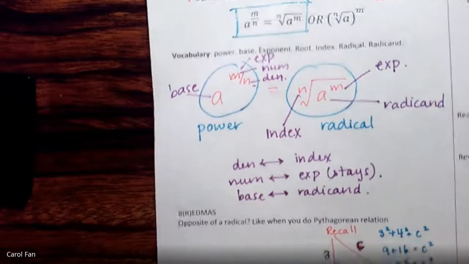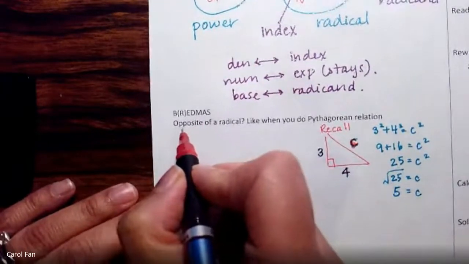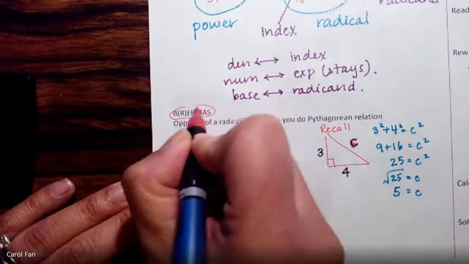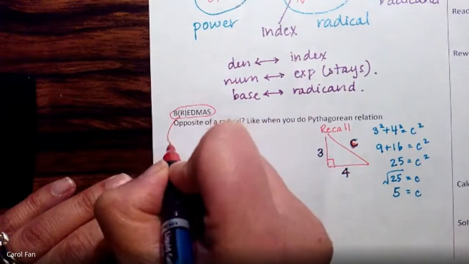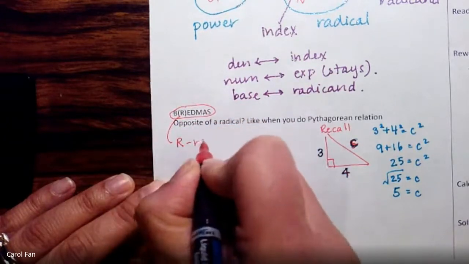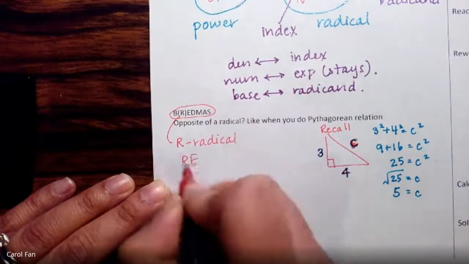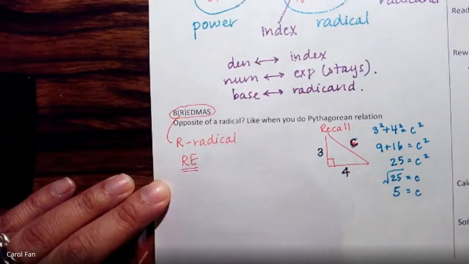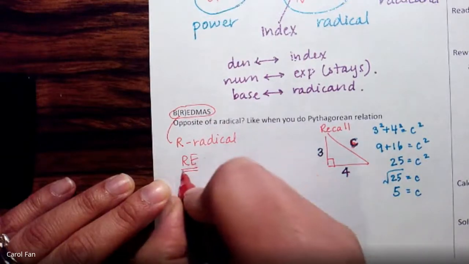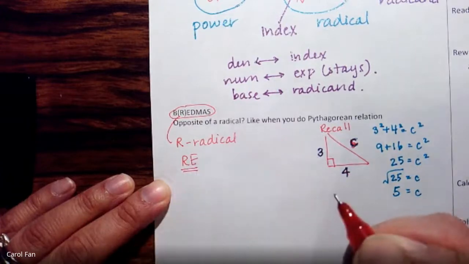So how do we deal with these radicals? Now remember our order of operations. We had BEDMAS, but now I'm going to talk about BREDMAS, as in we're introducing R for radical. So radical and exponent, these two are on the same level. So it doesn't matter if you do your radical or your exponent first, as long as you're going from left to right. So our radical and exponent are opposites of each other.